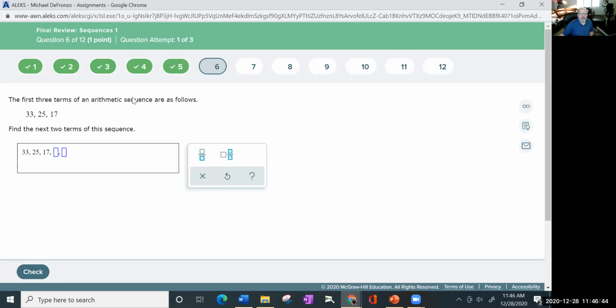First 3 terms of an arithmetic sequence are given. So we got to figure out the difference. Looks to me like it's going down by 8 each time. So we're going to subtract 8 a couple more times. Okay, 17 minus 8, 9 minus 8.